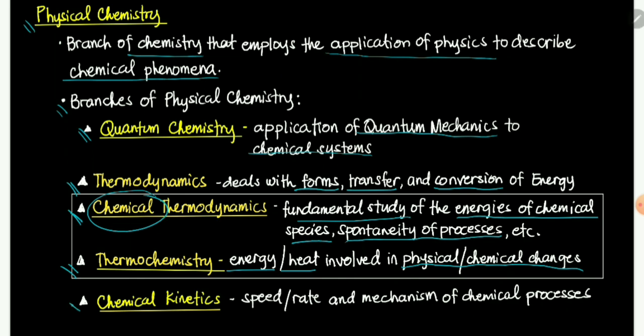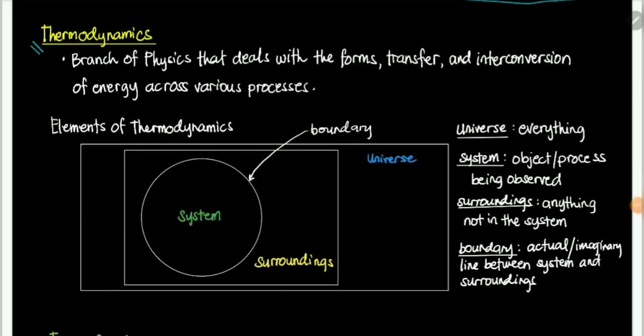Okay? So finally, we have chemical kinetics. So chemical kinetics is focused on the speed or the rate of the mechanism of chemical processes. So paano nangyayari yung reactions, okay? And ano yung mga parameters that could affect the rate of these chemical reactions or chemical processes in general. Okay? So now let's focus on thermodynamics. Again, thermodynamics is a branch of physics that deals with the forms, transfer, and interconversion of energy across various processes. Okay? So ano-ano yung mga elements naman ng thermodynamics? So kailangan nating ma-distinguish yung mga elements ng thermodynamics bago tayo mag-discuss ng mga concepts nito.